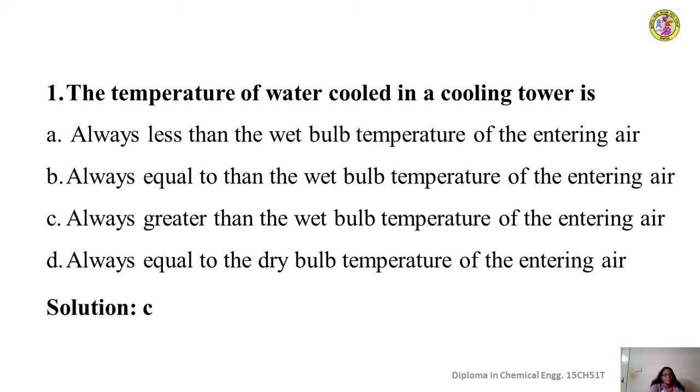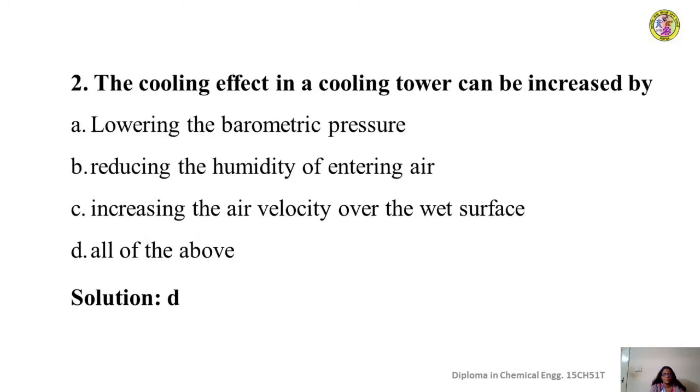So the answer for this question is option C. Since the water that is entering a cooling tower is always warm water, its temperature will always be greater than the wet bulb temperature of the entering air. If it is equal to the wet bulb temperature of the entering air, or if it is less than that temperature, then the cooling cannot be accomplished in a cooling tower. So it has to be always at a temperature greater than the wet bulb temperature of the air. Hence the third option, C, is the right option for the question here.